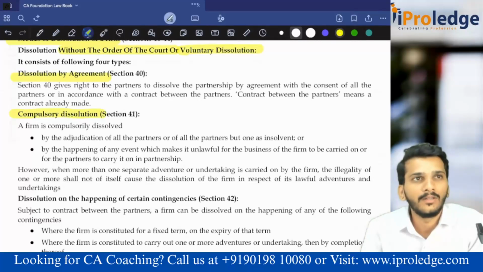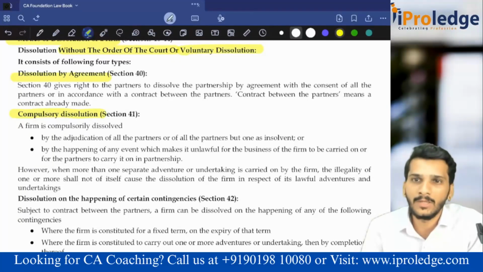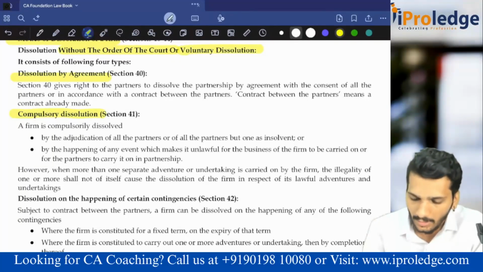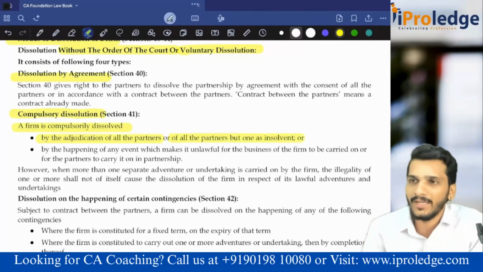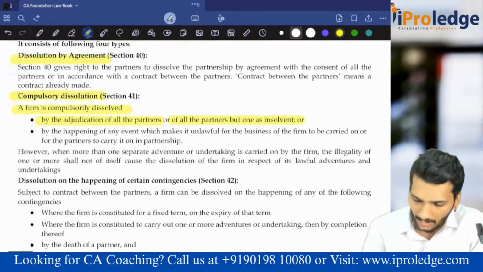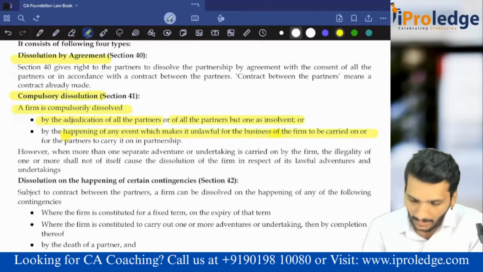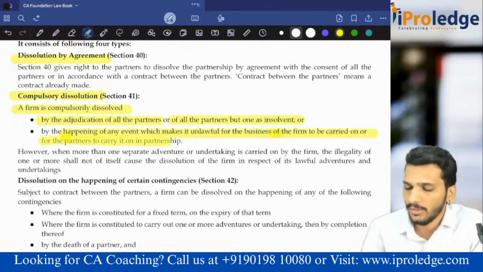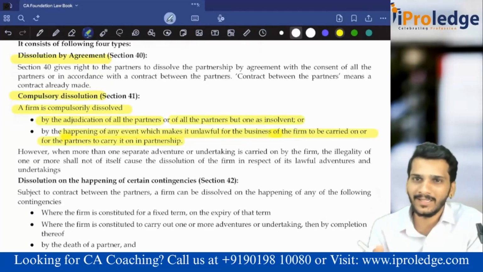So when all the partners are insolvent except one, if everybody becomes insolvent, one person cannot run the partnership firm. That is compulsory dissolution. A firm is compulsorily dissolved by adjudication of all the partners, or all the partners but one, as insolvent, except one, everybody is insolvent, or by the happening of any event which makes the business of the firm unlawful to be carried on, or makes it unlawful for the partners to carry it on in partnership. The subject matter only becomes unlawful. Then it has to compulsorily get dissolved.